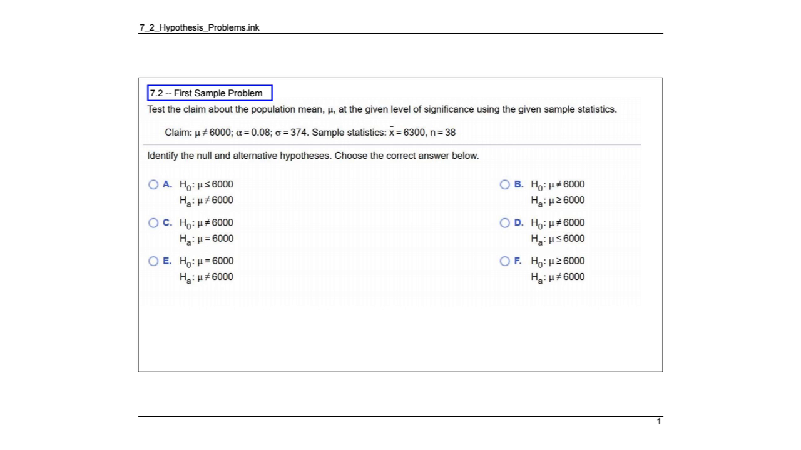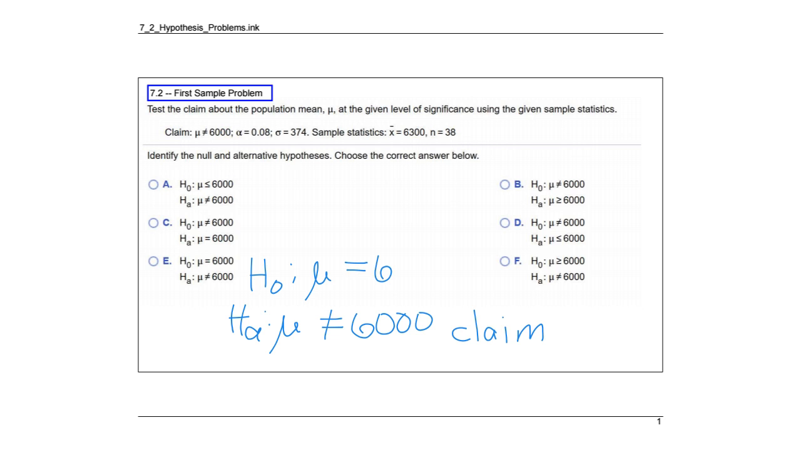So the claim is that the mean is not equal to 6,000. So this is the claim. Now remember, when we're setting up our null hypothesis and our alternative, the null hypothesis has to have an equal sign. So either equal to, greater than or equal to, or less than or equal to. So since this is not equal to, it's going to have to be my alternative hypothesis. My null hypothesis would be that the mean mu is equal to 6,000. So that's the population mean.